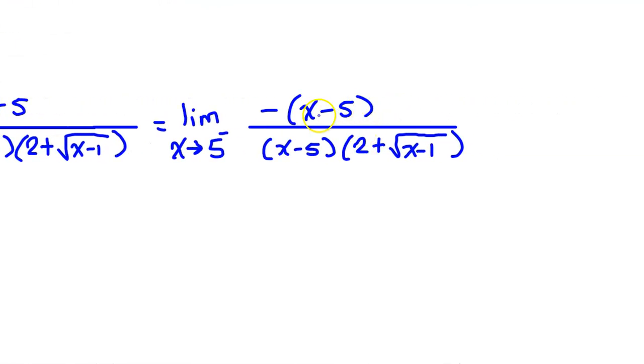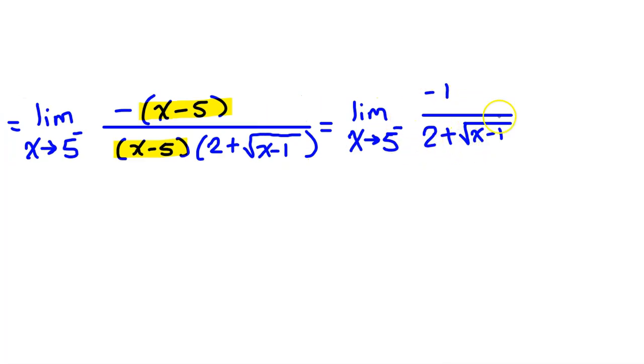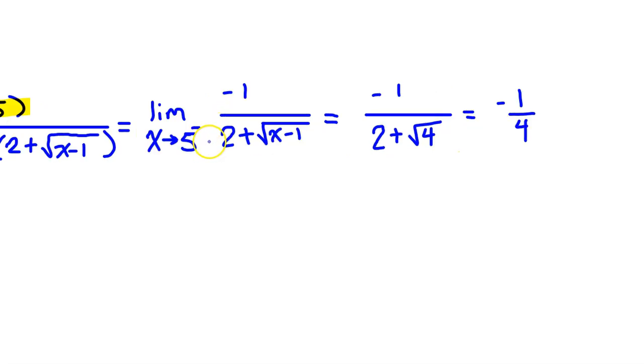Now we notice that we have a factor of x minus 5 in the numerator and in the denominator. We can cancel out this common factor without changing the limit. We can evaluate this limit by direct substitution. When you do the direct substitution, you can finally stop writing the limit as x approaches 5 from the left.